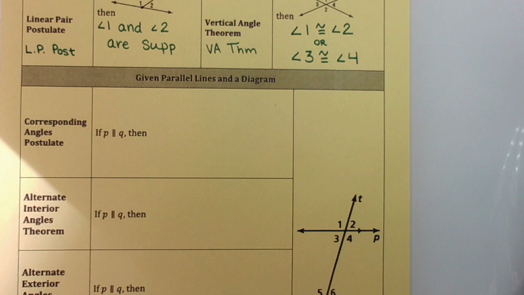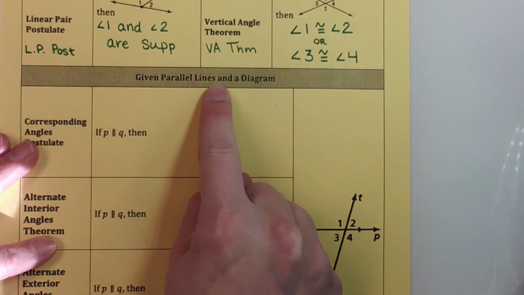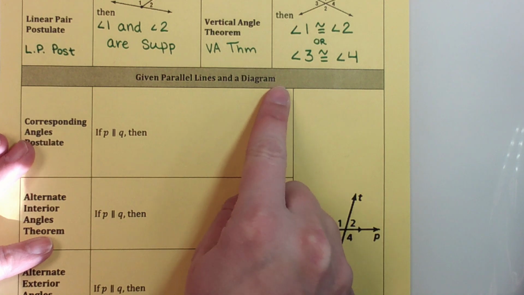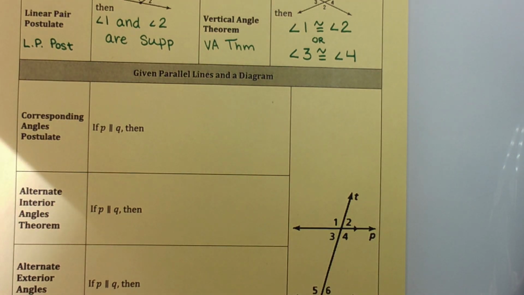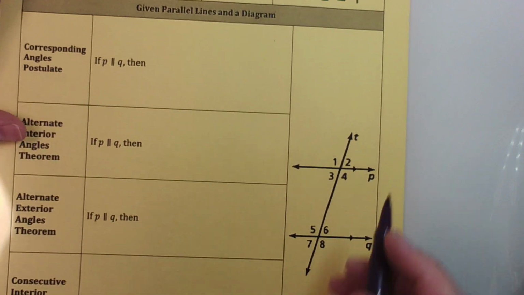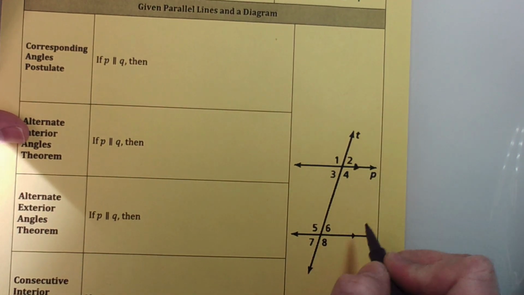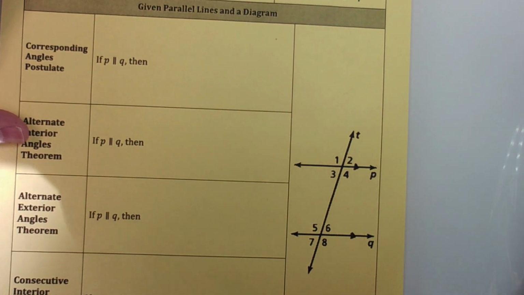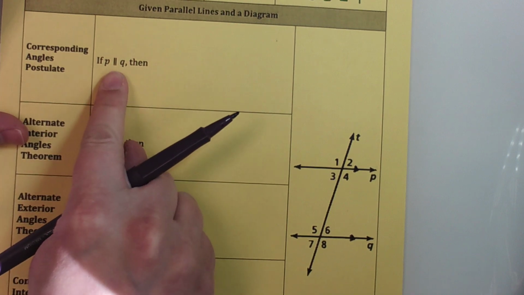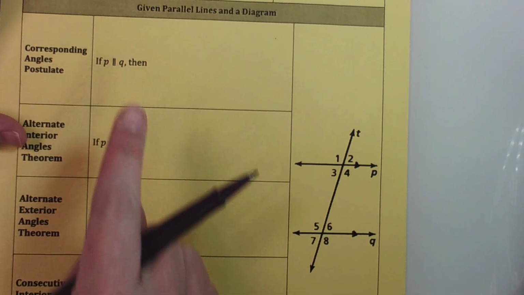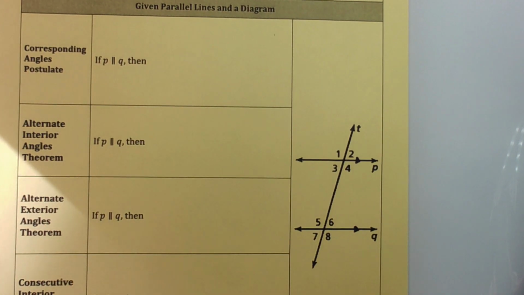Now, the next section of our postulate sheet specifically says, given parallel lines and a diagram. This one requires multiple things. What is the symbol for parallel lines? On the picture, it looks like the little triangles, so these are parallel symbols. Otherwise, it looks like a pair of parallel lines.